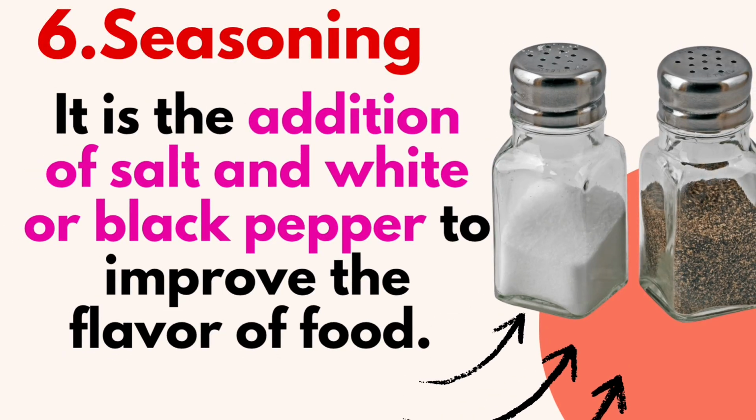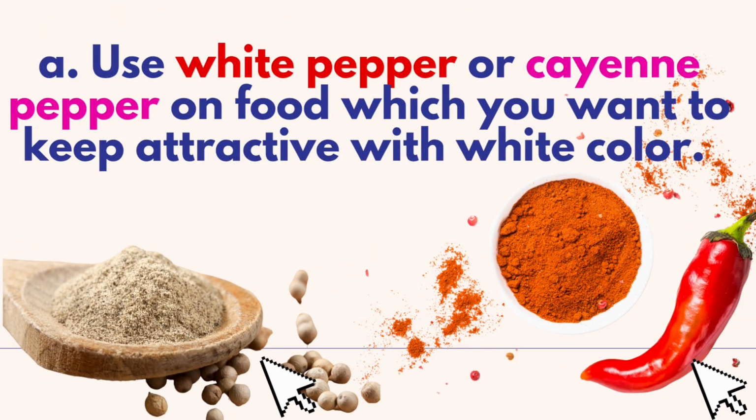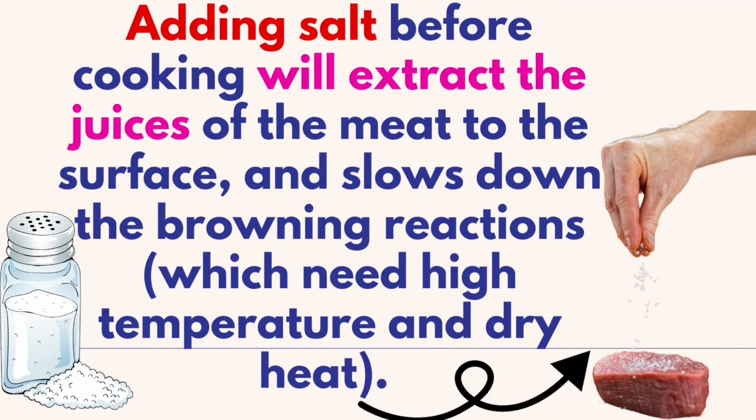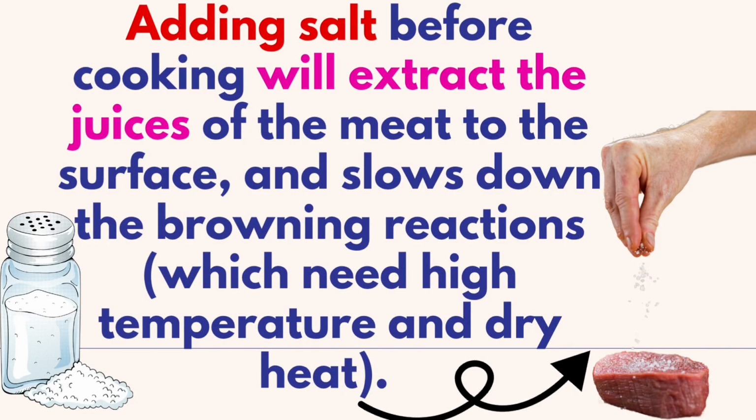6. Seasoning. It is the addition of salt and white or black pepper to improve the flavor of food. A. Use white pepper or cayenne pepper on food which you want to keep attractive with white color. B. Add salt to roast and grill after the meat has browned. Adding salt before cooking will extract the juices of the meat to the surface and slow down the browning reactions, which need high temperature and dry heat.